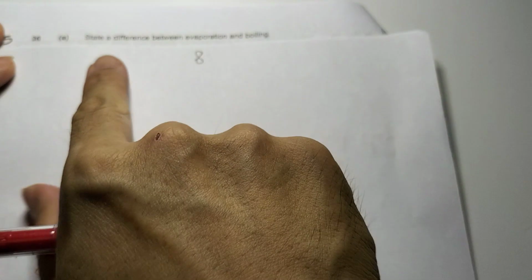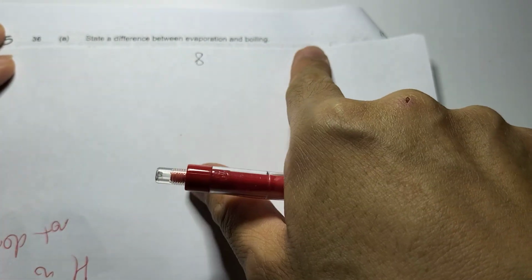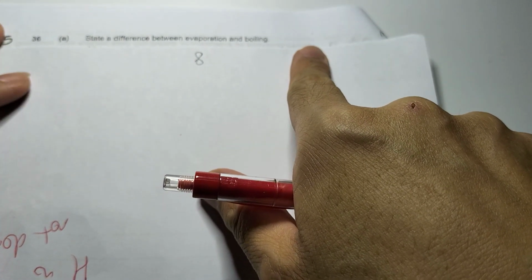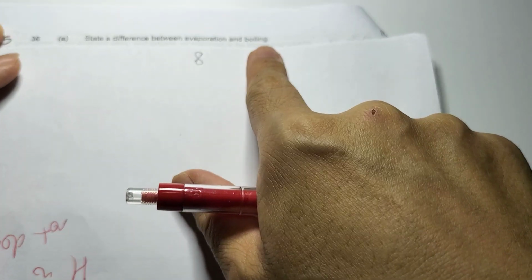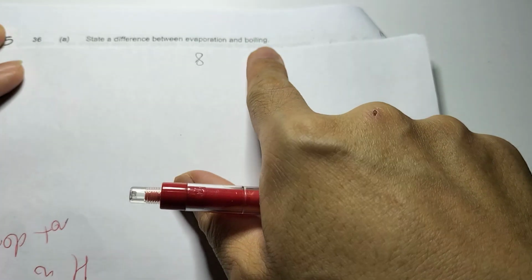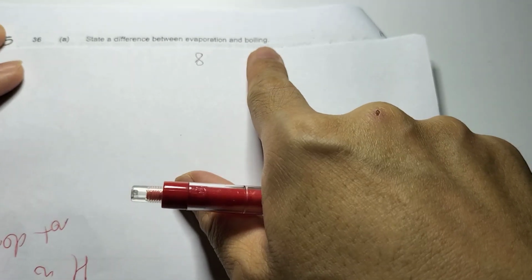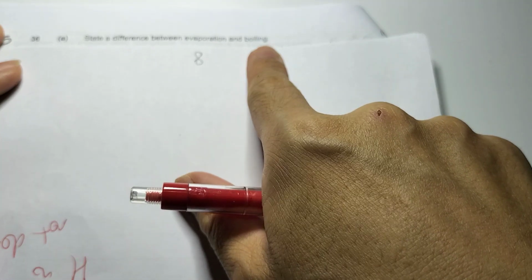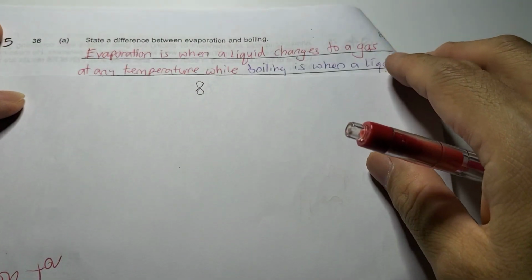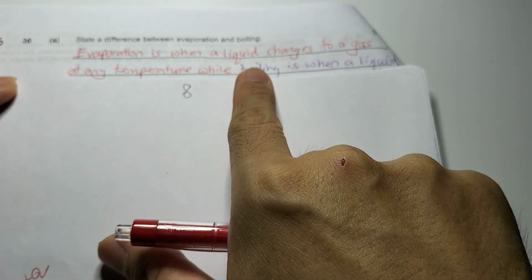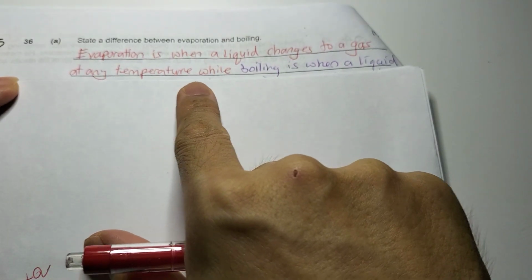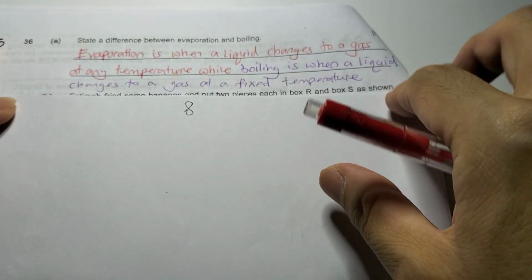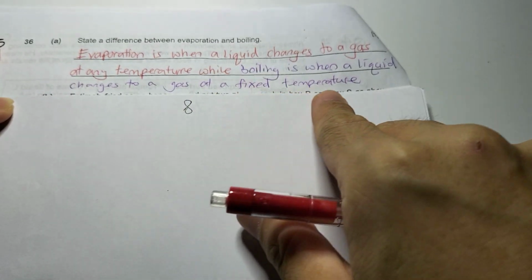So what's the difference between evaporation and boiling? Notice the word water didn't appear here. So don't talk about water. Don't talk about it boils at 100 degrees Celsius. This is not about the evaporation and boiling of water. There are many liquids in the world and they can all evaporate or boil. So just talk about it in general. So basically, evaporation is when a liquid changes to a gas at any temperature, whereas boiling is when a liquid changes to a gas at a fixed temperature.